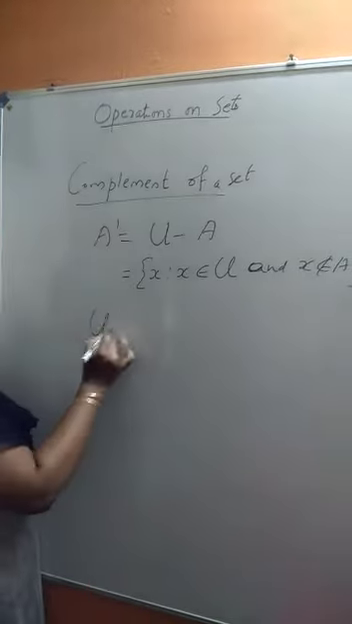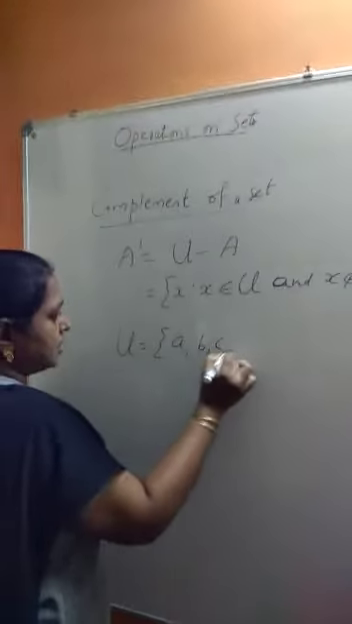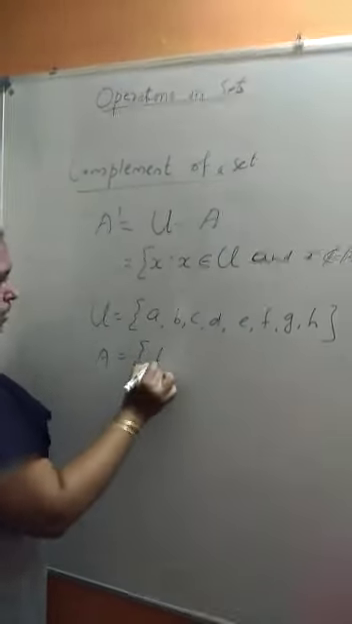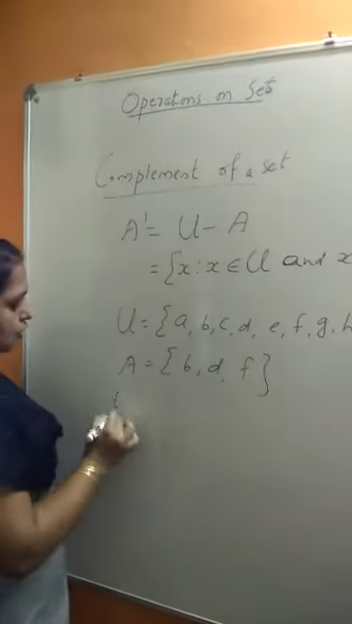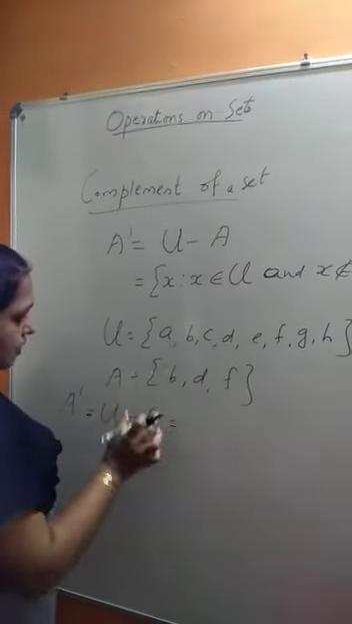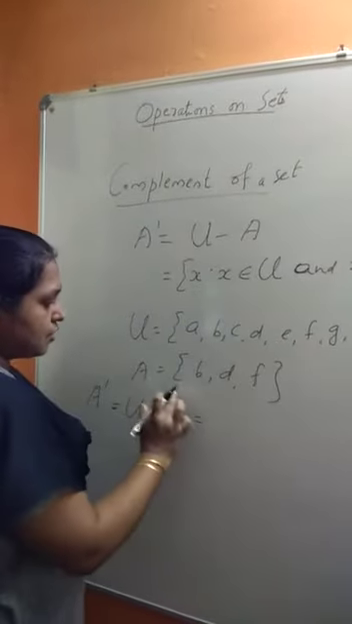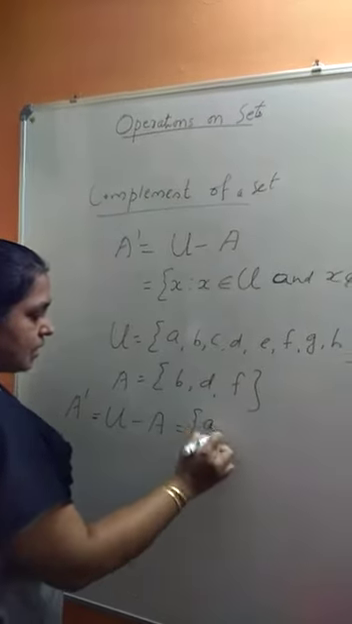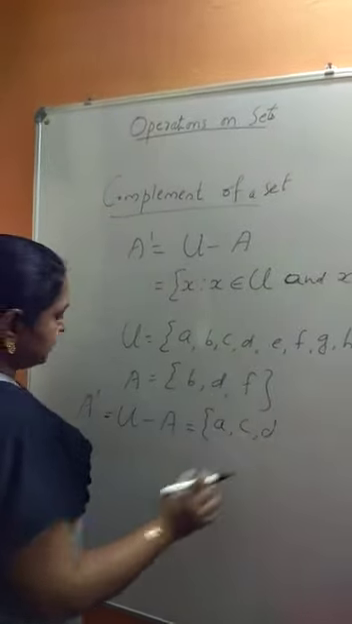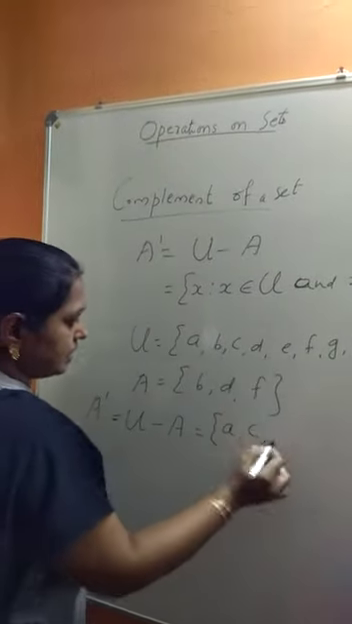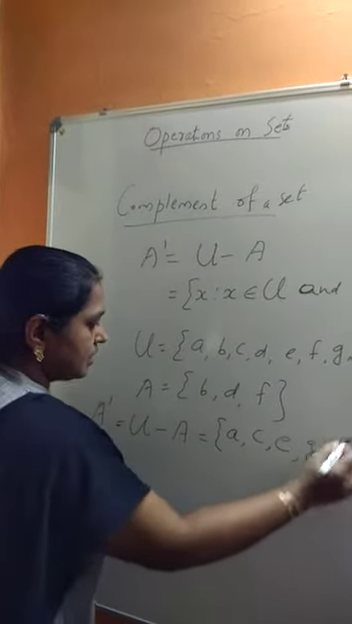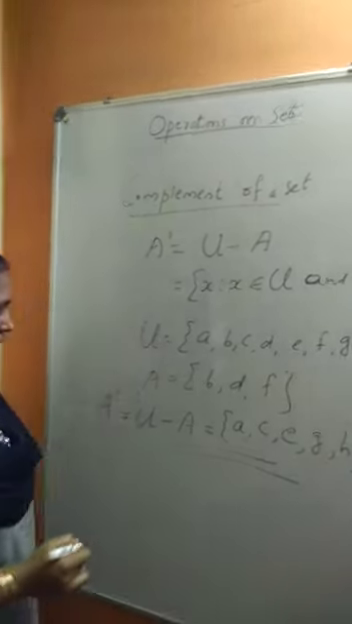For example, if we consider the universal set U as {a, b, c, d, e, f, g, h} and A as {b, d, f}. So the complement A dash is equal to U minus A, and we have to choose those elements of U which are not present in A. So a is not present in A, it will come. c is not present in A, it will come. d is present in A, so we cannot take it. Then e is not present in A, so it will come. Then f is present in A, then g and h. So this is the complement of a set.